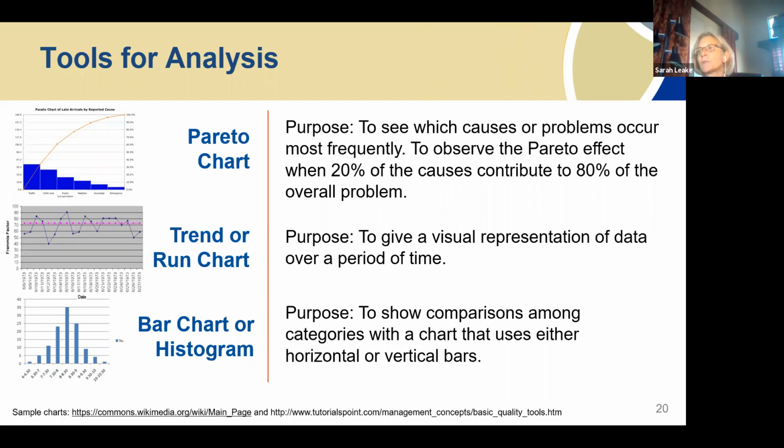A trend or a run chart gives a visual representation of data over a period of time. So this is one example. What you can also do is put an upper and a lower limit, and so that is your upper lower chart. You can easily see what is going beyond the upper and below the lower limits and do some analysis on that. Thirdly, we are showing a bar chart or a histogram. This shows comparisons among categories and uses either horizontal or vertical bars.